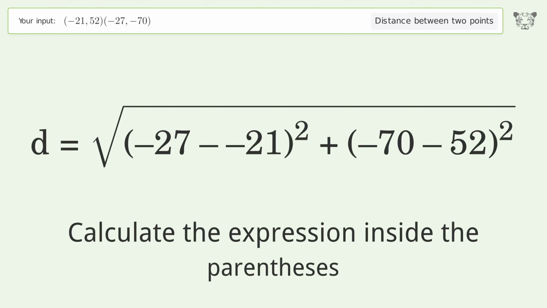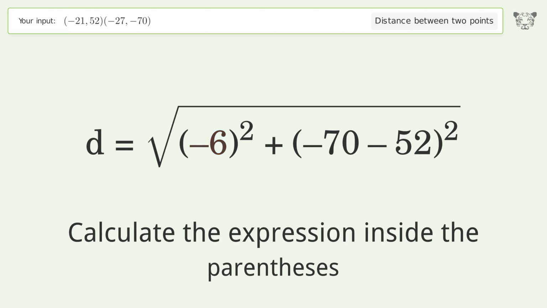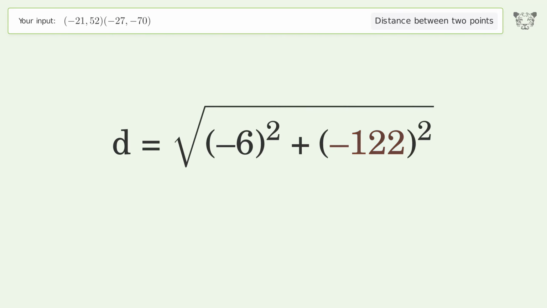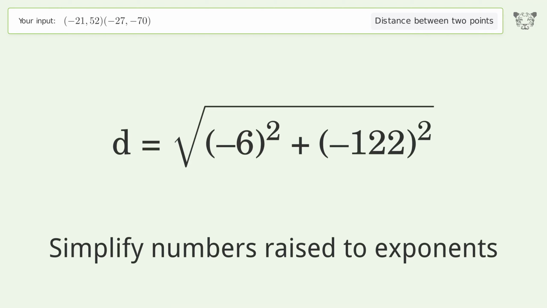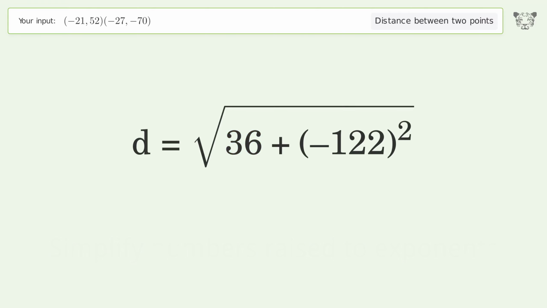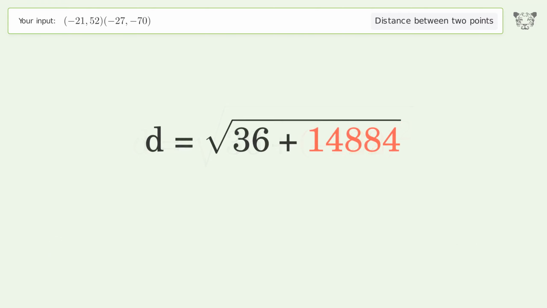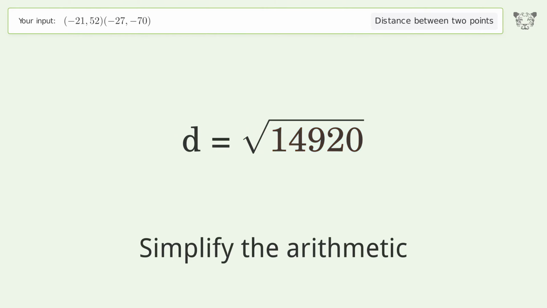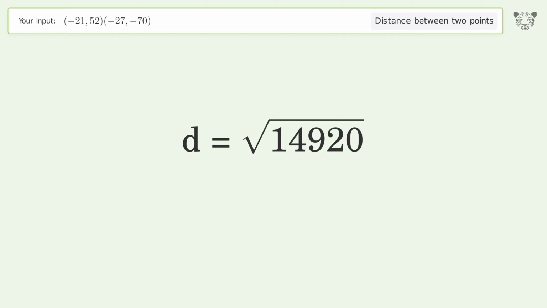Calculate the expression inside the parentheses. Simplify numbers raised to exponents. Simplify the arithmetic. And so the distance between the 2 points is the square root of 14,920, or 122.147.